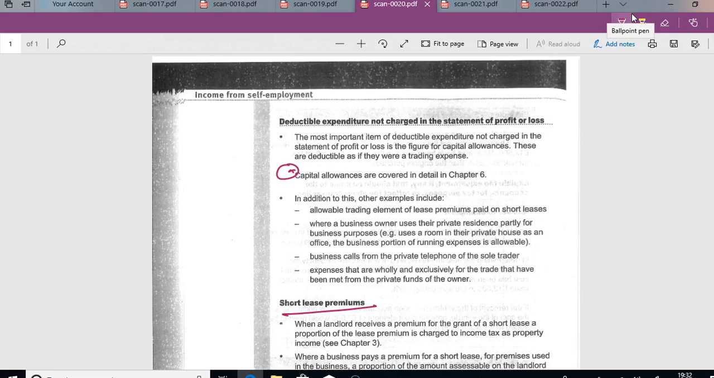The key point is that you are allowed a business portion of running expenses if you're using your home as an office. Business calls from a private phone, yes, of course. But the key point really is that we're talking about expenses that are wholly and exclusively for the business.